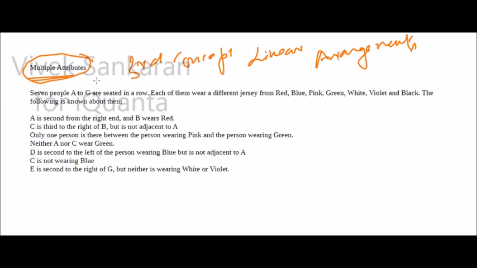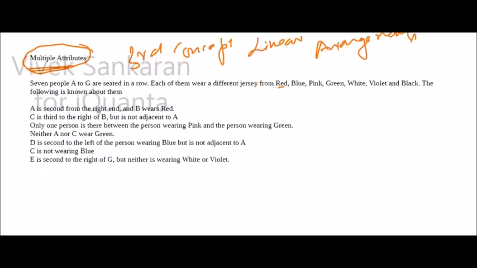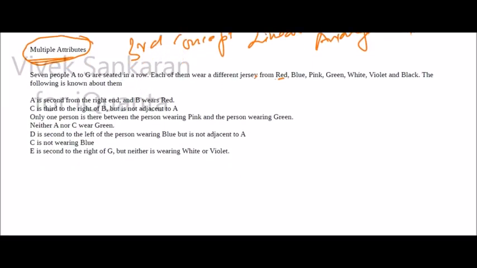There can be the name of the people. In this case, there is a different jersey, so you'll have to take care of two different scenarios at the same time. This is one way that people complicate problems. We will look at certain examples later on in the class.